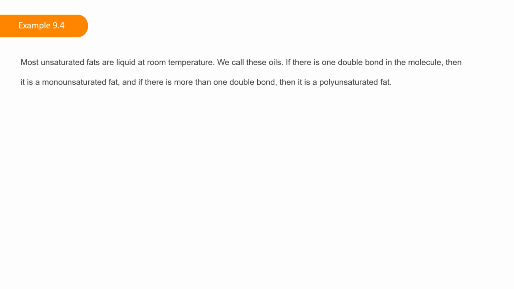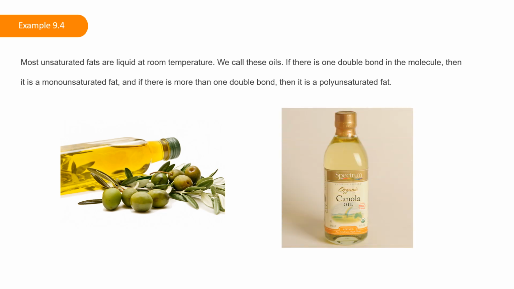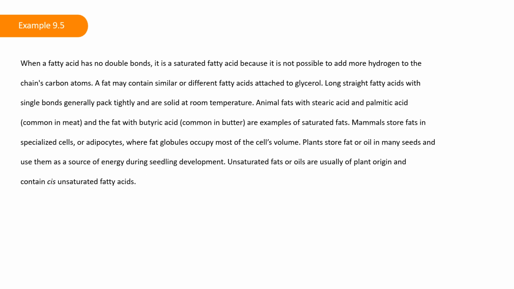Most unsaturated fats are liquid at room temperature. We call these oils. If there is one double bond in the molecule, then it is a monounsaturated fat, like olive oil. And if there is more than one double bond, then it is a polyunsaturated fat, like canola oil. When a fatty acid has no double bonds, it is a saturated fatty acid, because it is not possible to add more hydrogen to the chain's carbon atoms.